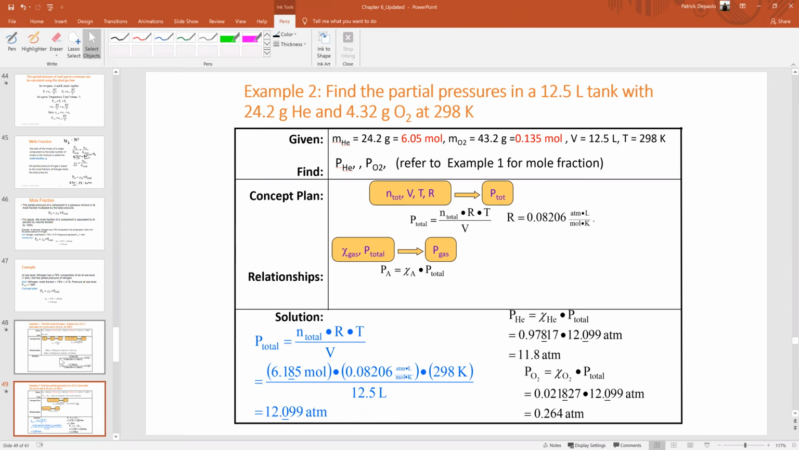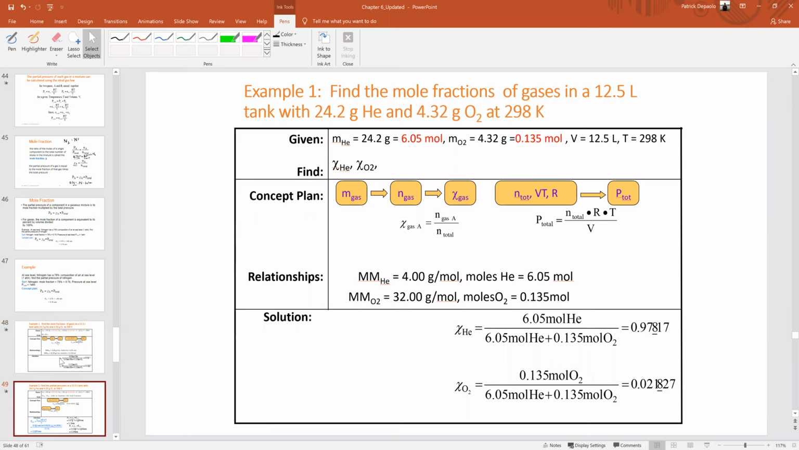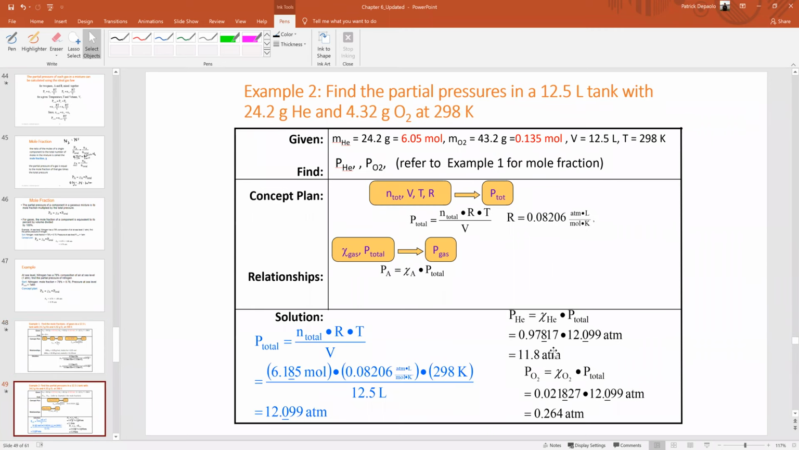You could find the pressure for each one and add up those pressures to get the total pressure. Or going from the previous example, you can do this problem using the mole fraction of each gas multiplied by the total pressure, which is found by doing only one PV equals nRT for the entire mixture with the total moles. So does anybody want me to do this problem here?